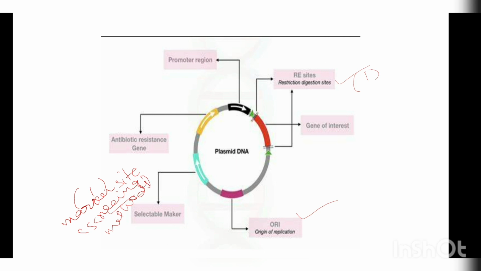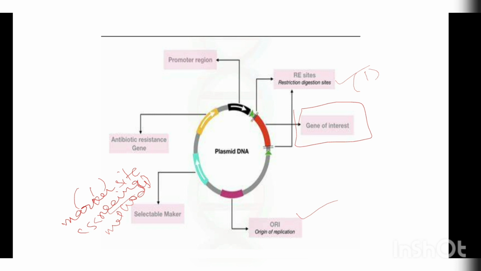According to this, different vectors can be selected, for example plasmid, cosmid, etc. According to our requirement, we have to select the correct vector. And here you can also see our gene of interest which holds a vector.